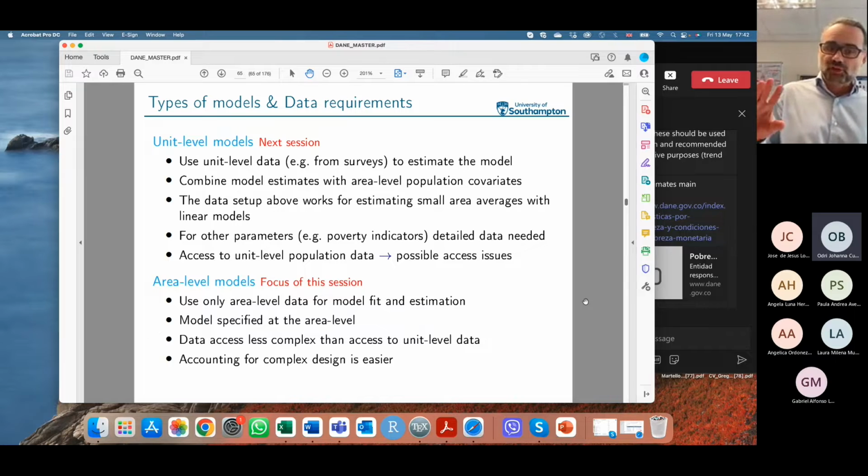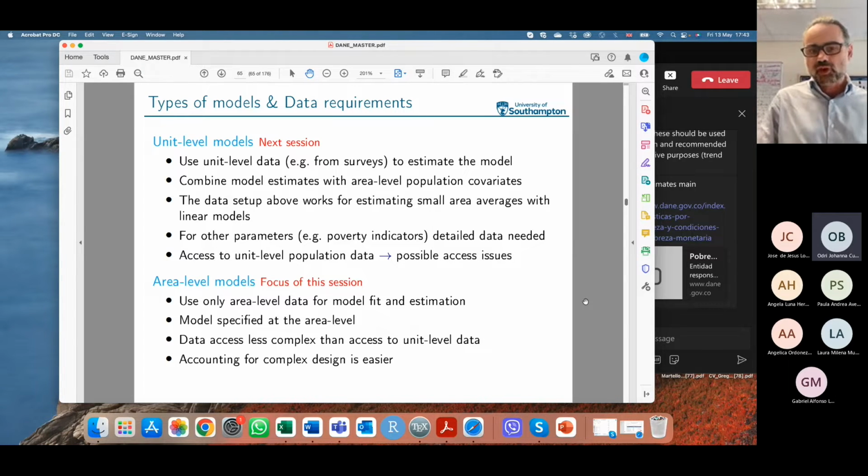This is about unit level models that we will see in the next session. In this session, we're going to use area level models. With area level models we use only area level data for model fit and estimation. So you don't need anything at unit level. You assume that everything has been aggregated up to the level of the area or the domain. For example, assuming the area is municipality, then everything has been aggregated up to the level of municipality. So the model will be specified at the area level.